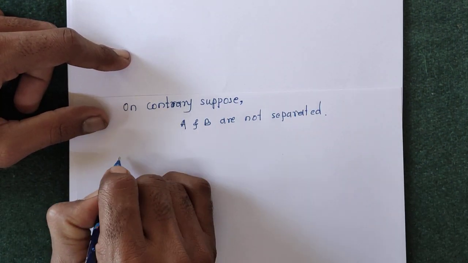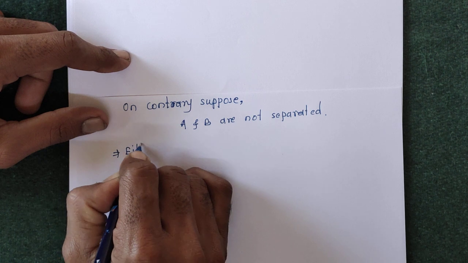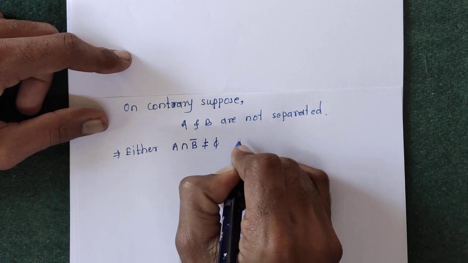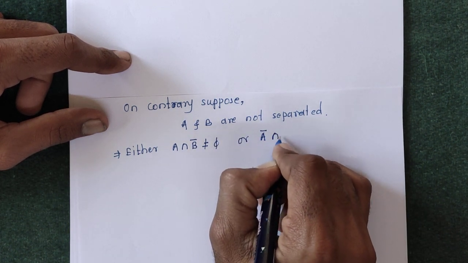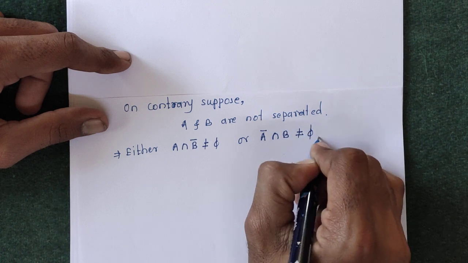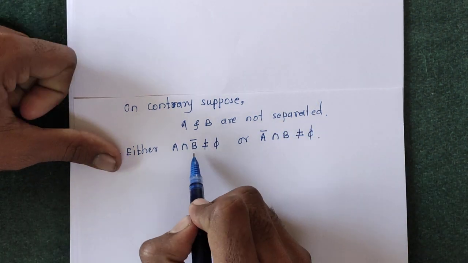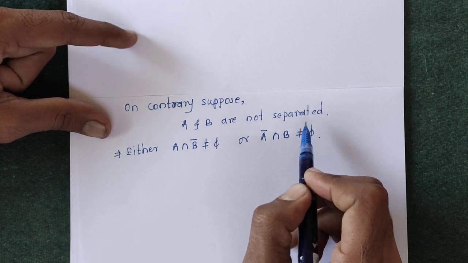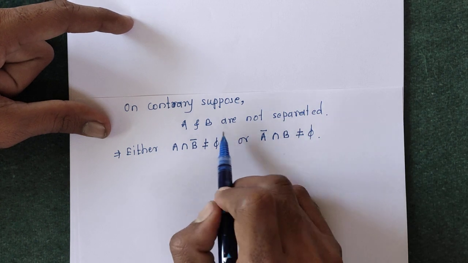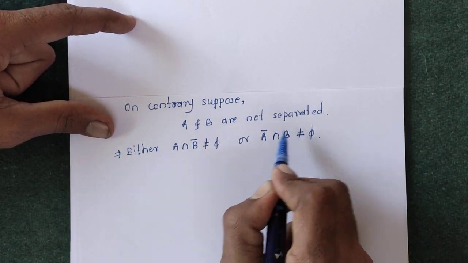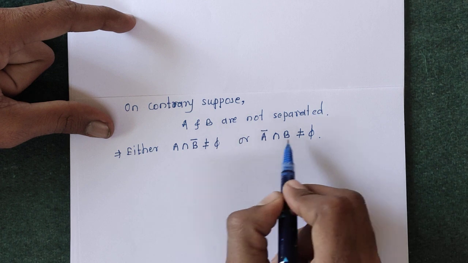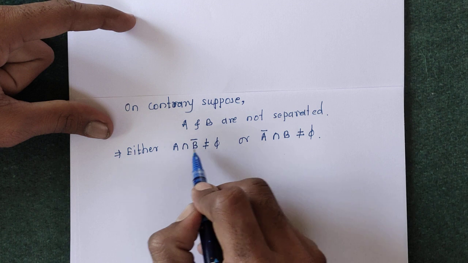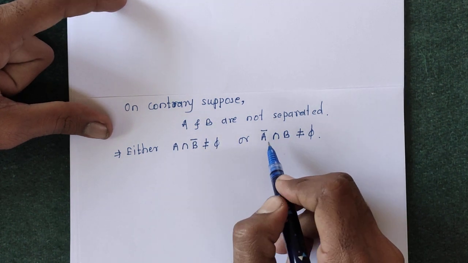This implies that either A intersection B closure is non-empty, or A closure intersection B is not equal to phi. The definition of separated sets means A intersection B closure is equal to phi and A closure intersection B is also equal to phi. But we are supposing on the contrary that A and B are not separated. Then either one of these conditions fails. That is, either A intersection B closure is non-empty, or A closure intersection B is non-empty.